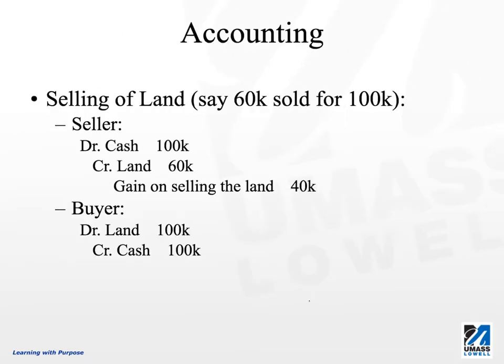I'm going to use a case to illustrate how the intra-entity sales of land works in consolidation. So let's assume there's a seller selling a land to the buyer, $60,000 land sold for $100,000. So there's a markup of $40,000 by the seller. We can see that there's cash changing hands from the buyer to the seller, and the land was marked up from $60,000 to $100,000. So let's look at accounting.